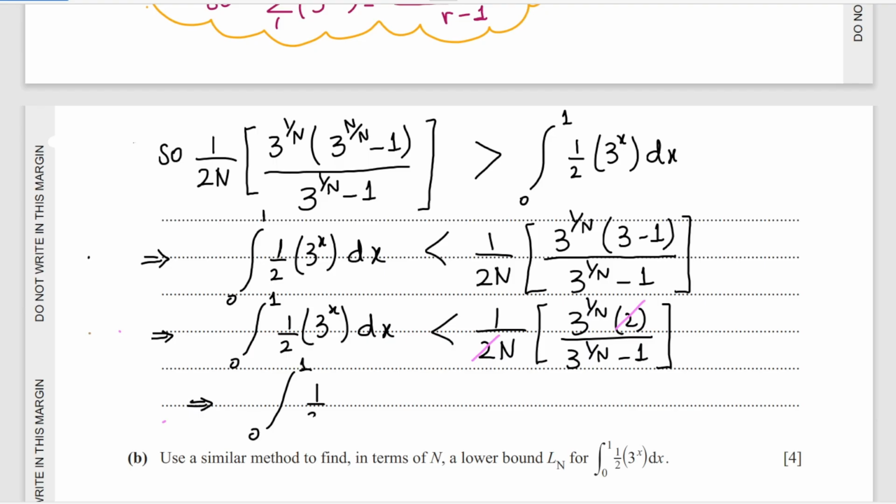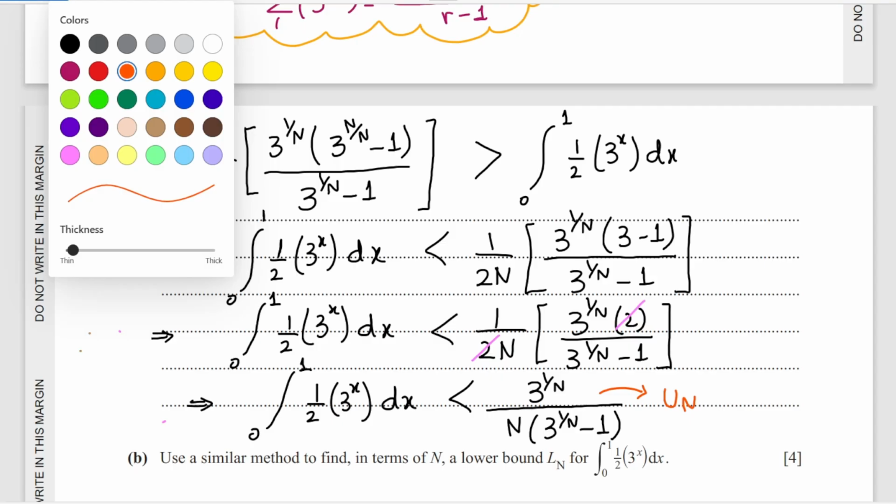And then the integral from 0 to 1 of half 3^x dx is less than 3^(1/n) over n into (3^(1/n) minus 1). And this is our upper bound, Un.